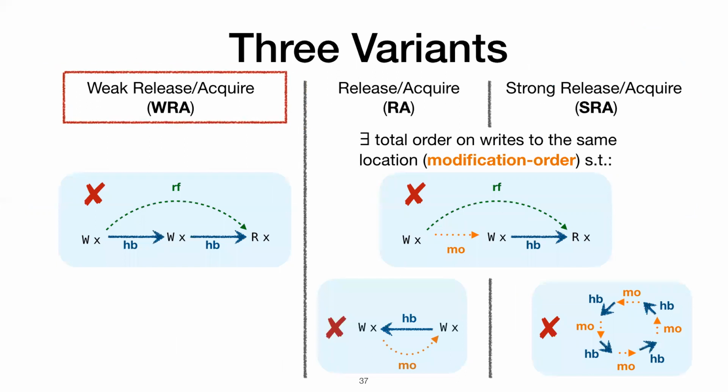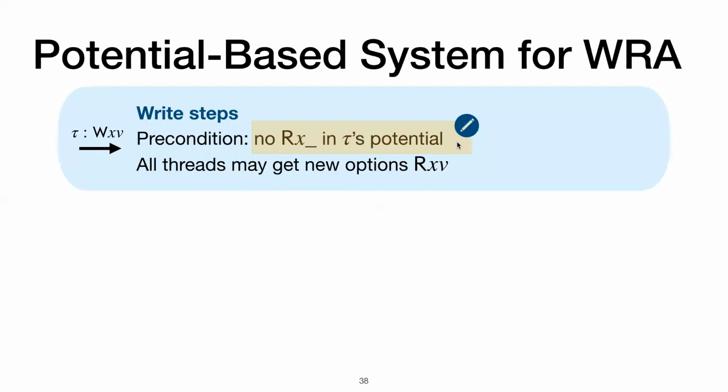And I also wanted to say a few words about weak release acquire, what we do for weak release acquire. So far, I described what we do for strong release acquire. So for weak release acquire, we need to revisit this condition, that precondition in the write step, that when I'm doing a write to X, I don't have read from X in my potential. Because in weak release acquire, if I'm not aware of other writes, I should be able to keep being able to read them even if I perform my own write.